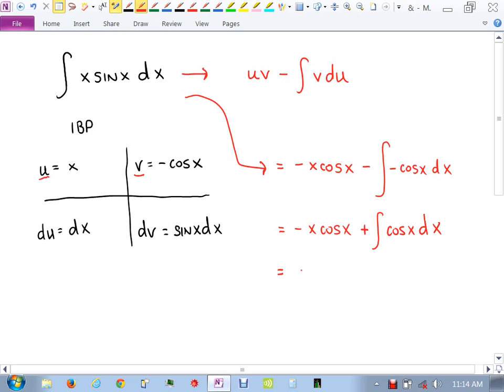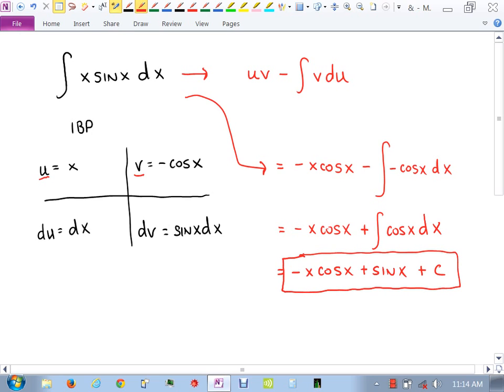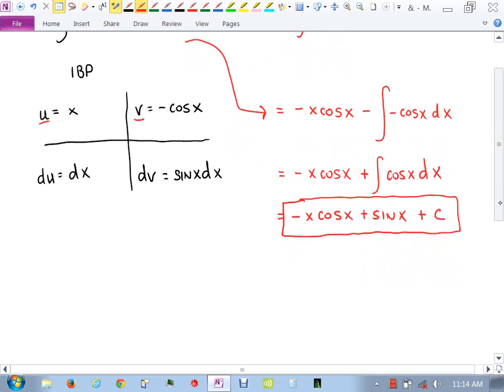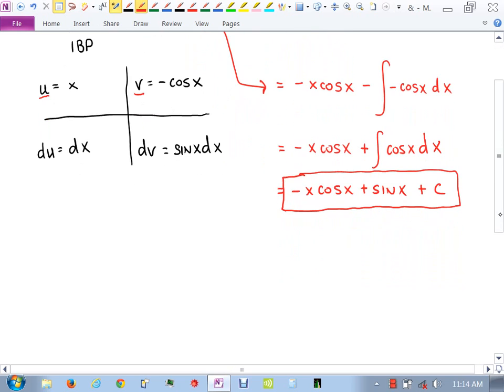And this becomes negative x cosine x. Now take your antiderivative, plus sine x plus c. So no more integral because the antiderivative of cosine is sine. That's it. That is your antiderivative.